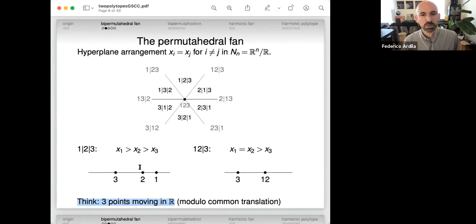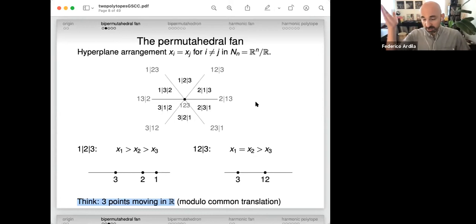You can imagine, as I'm moving my mouse around this picture, those points below moving with my mouse. For example, when I move my mouse over to this line and start moving it along this line, this is where x1 is equal to x2 and is bigger than x3. So it starts corresponding to those configurations on the right.